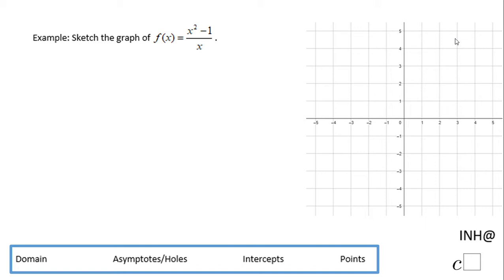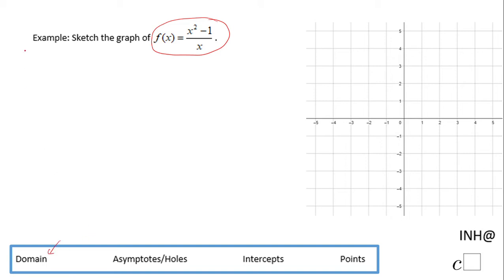In this example, we're going to graph a rational function. The rational function is f of x equals x squared minus 1 over x. First of all, you want to take a look at this rational function and see if you can simplify it. In this case, we cannot simplify, so we can move to the next parts.